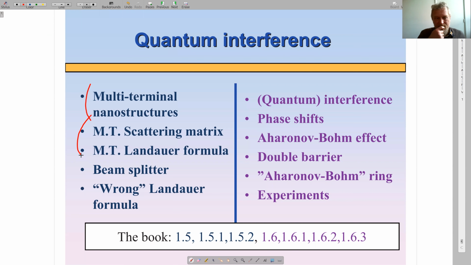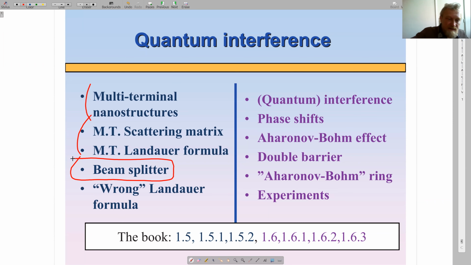That will give us a possibility to split quantum waves to arrange quantum circuits, where electron waves are split. So we will talk about beam splitters, or elementary multi-terminal nanostructures.